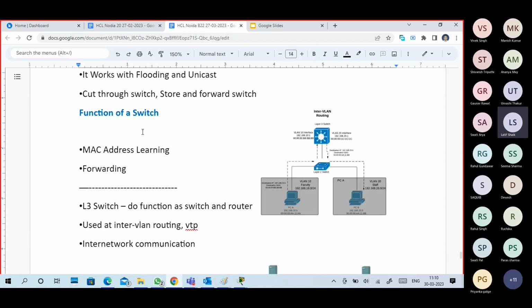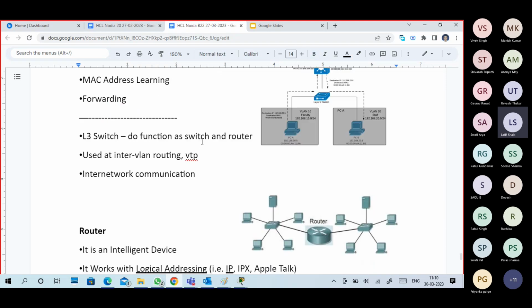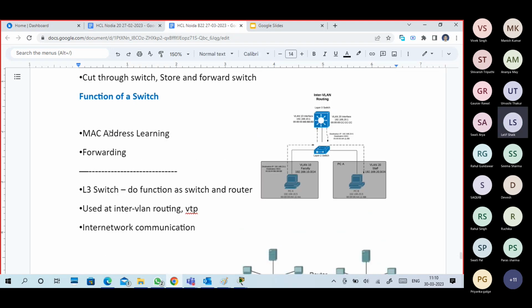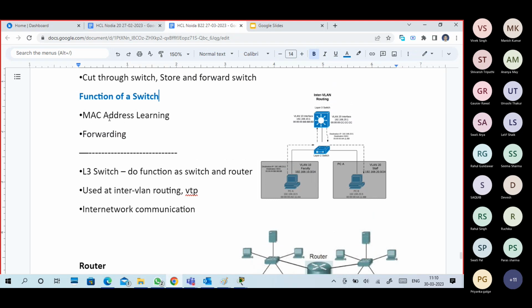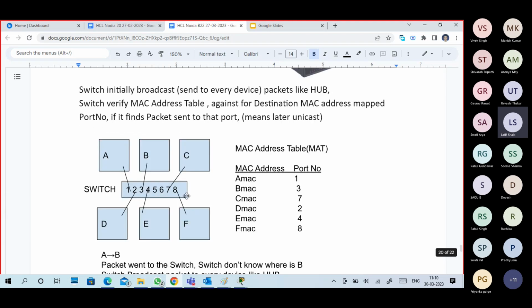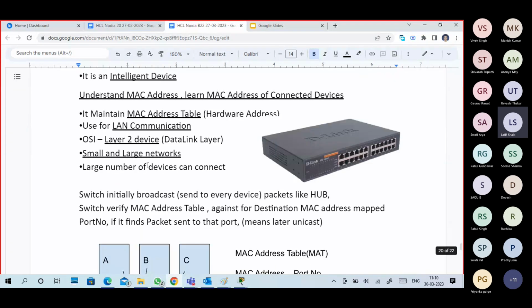Okay, guys, here I told you the function of MAC address learning and forwarding, but there is a very important point. In switches, I said it is an L2 switch. Guys, are you able to hear? Yes, sir. Very good. I said a switch is an L2 device: a switch is a layer 2 device, a hub is a layer 1 device.